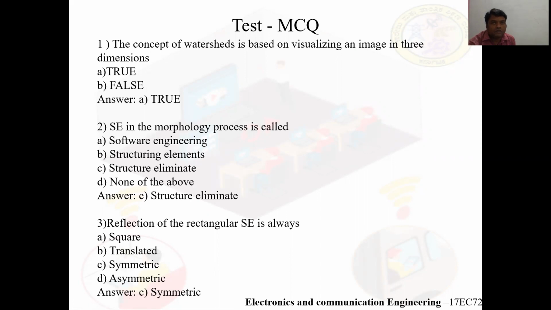MCQs. The concept of watershed is based on visualizing an image in 3 dimensions. True or false? It is true. SE in morphology processing is called software engineering, structure eliminate, none of the above. The answer is C, structure eliminate. Reflection of the rectangular SE is always square, translated, symmetric, asymmetric. The answer is C, symmetric.